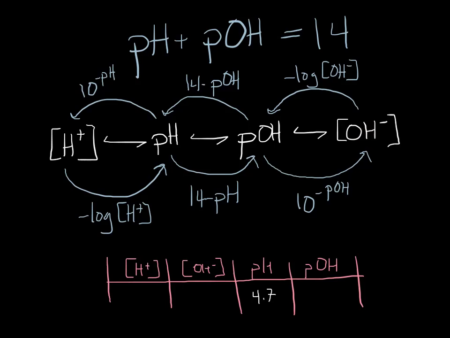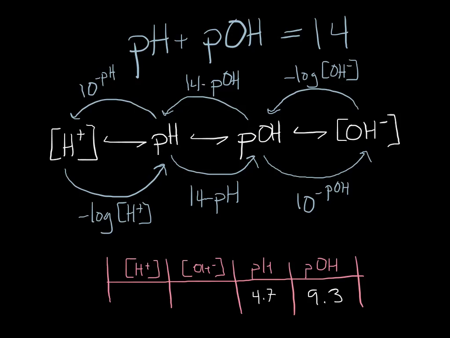So here's an example. Let's say we have a solution and we know that its pH is 4.7. Now we want to find these other 3 pieces of information, and we can use this little table to do it. So we're starting off with pH. Let's first go ahead and get the pOH. We're going to fill in this box by going from pH to pOH, which means we're going to follow this path. So 14 minus the pH will give us our pOH. If we subtract the pH from 14, that gives us a pOH of 9.3.